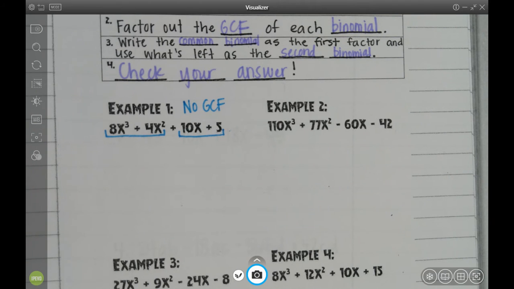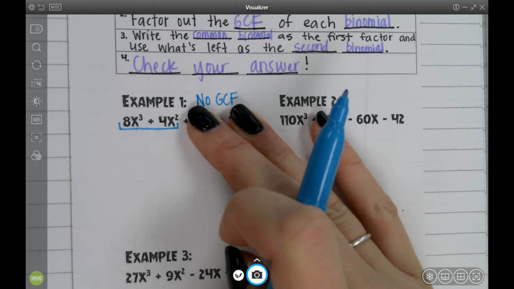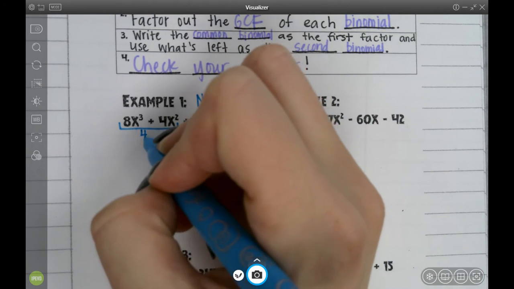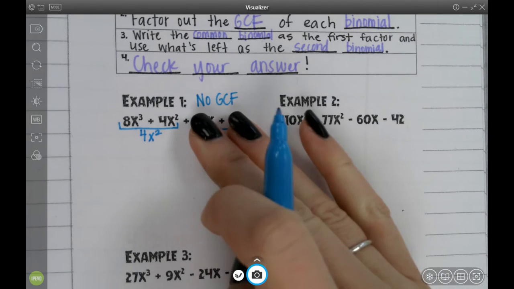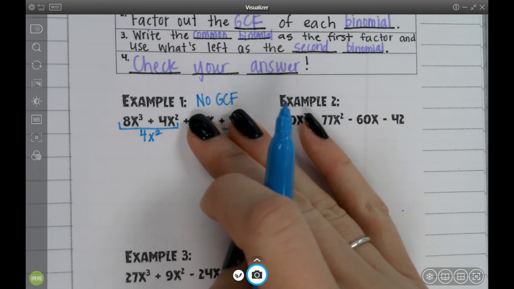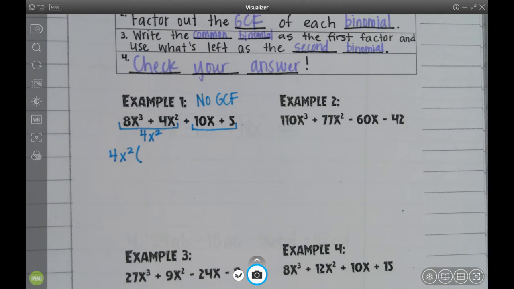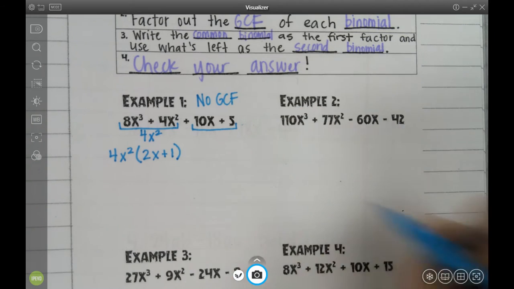Okay, so now we're going to look at each binomial individually, and we're going to pretend that the other one doesn't exist for a second. So I'm first going to look at the 8x cubed plus 4x squared. Is there a GCF between those two terms? What is it? 4x squared. 4x squared is your GCF out of those two terms. So I'm still pretending like these last two don't exist. If I take out that 4x squared, I'm going to be left with 2x plus 1.